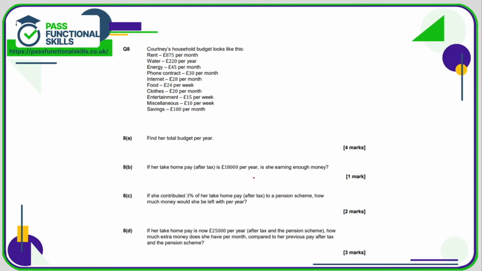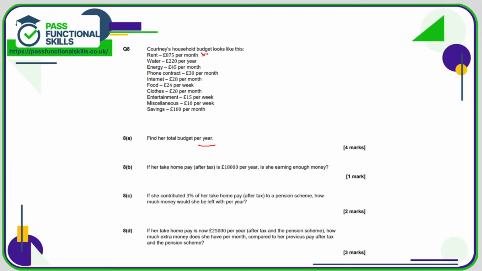Question 8 is quite a tricky one, so this is definitely a question where you might need to read it a few times so that you fully understand each part of the question. What we've got here are Courtney's household expenses. Some are monthly, some are yearly, and some are weekly. So for her total budget for the year, we are going to need to multiply anything that is monthly by 12, anything per year we'll leave as it is, and anything weekly multiply by 52.